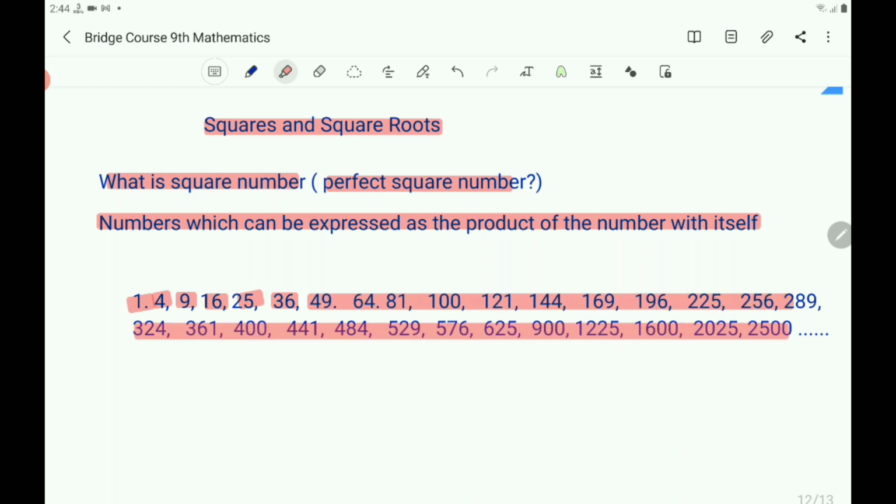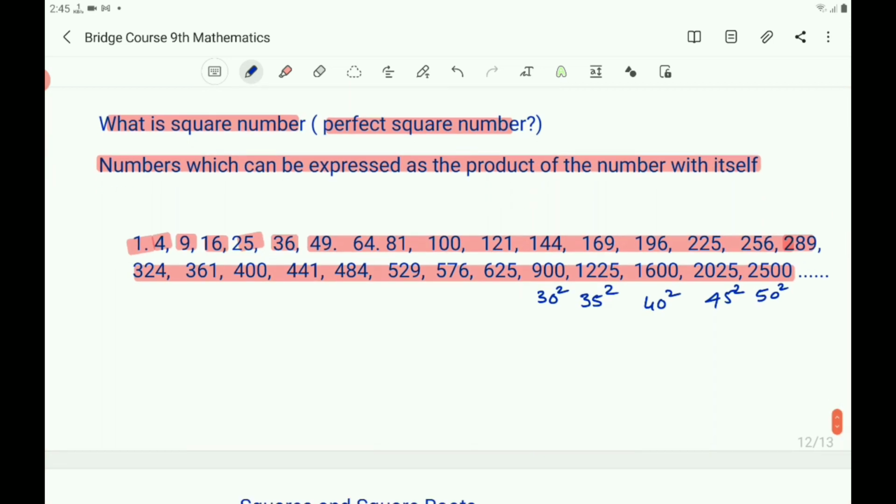Here you can write any number of square numbers. Here we have written up to 2500. 2500 is a square of 50. Here you know that 900 is a square of 30. And again 2500 is a square of 50. And 2025 is a square of 45, that is 45 square. And 1600 is a square of 40, that is 40 square. And 1225 is a square of 35, that is 35 square. So you can write any number of square numbers. Infinite numbers of square numbers are there. And all these numbers can be expressed as a product of a number with itself.